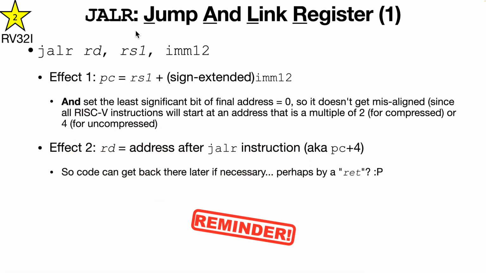As a reminder of what that did, we had two effects. The first effect is that it took a source register, added the signed immediate 12, and changed the program counter. The second effect is that it took the destination register, whatever was specified, and placed the address after the jalr instruction into it. That, of course, would be PC plus 4, because jalr is a 4-byte non-compressed assembly instruction. And more often than not, jalr would be used with a destination register of RA because by the ABI convention, RA is the return address.